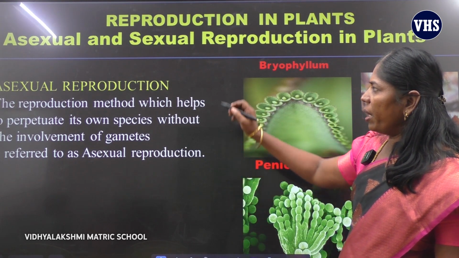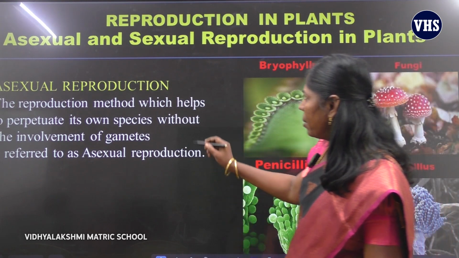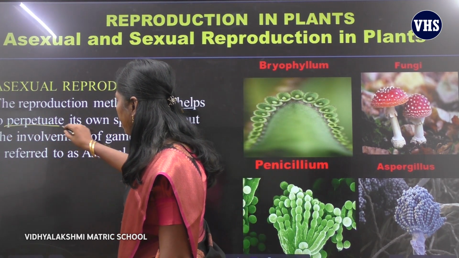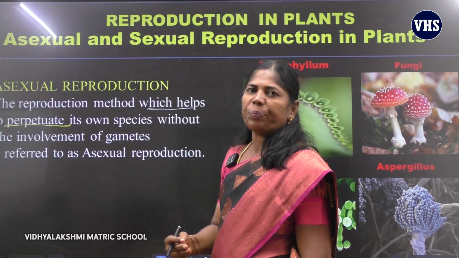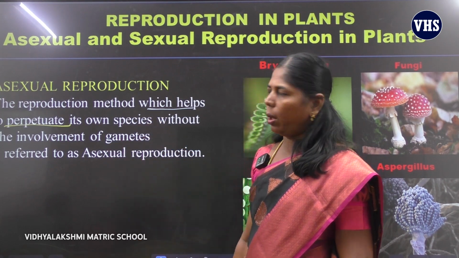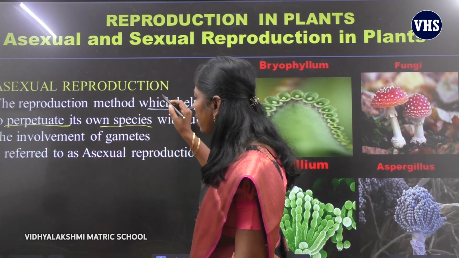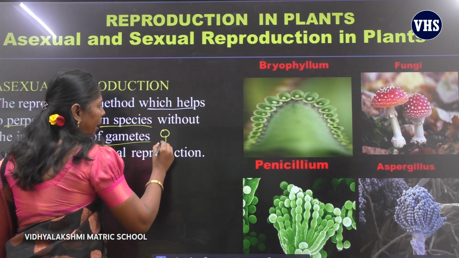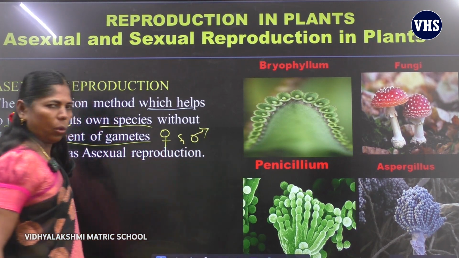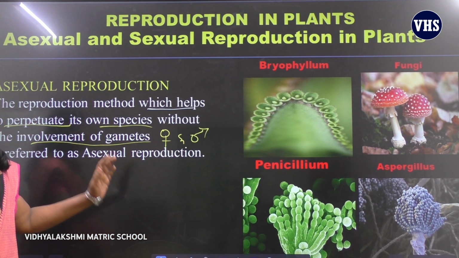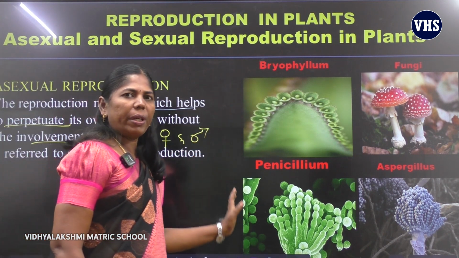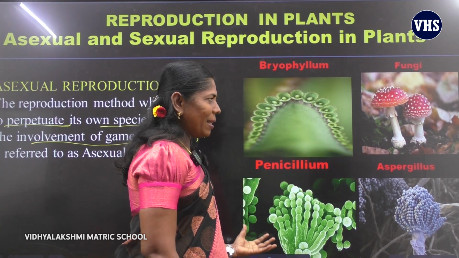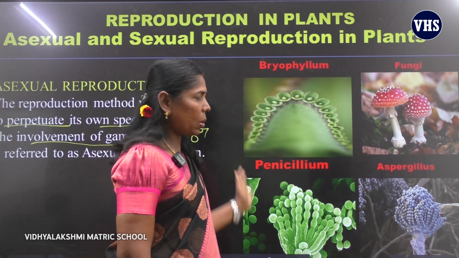So the asexual reproduction definition: the reproduction method which helps to perpetuate their own species. Okay, perpetuate means they can give rise to, that is, it makes the organism's species continue to exist. Perpetuate its own species without involvement of the gametes. So which gametes are involved? The female gametes and male gametes are involved. Okay, so that is referred to as asexual reproduction. These are all examples for that: bryophyllum, fungi, penicillium, aspergillus. Okay, these are all examples for that.